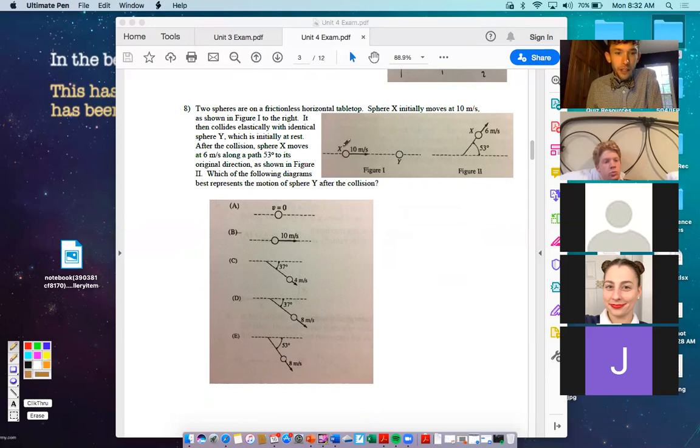Let me read this. Best represents the motion of sphere y after the collision. So first of all, we can get rid of B. Well, we can get rid of A and B.